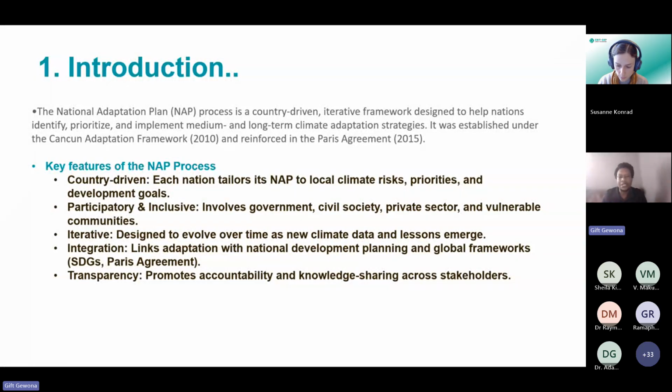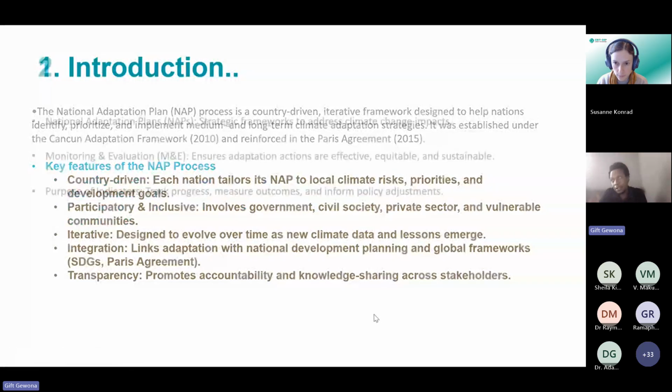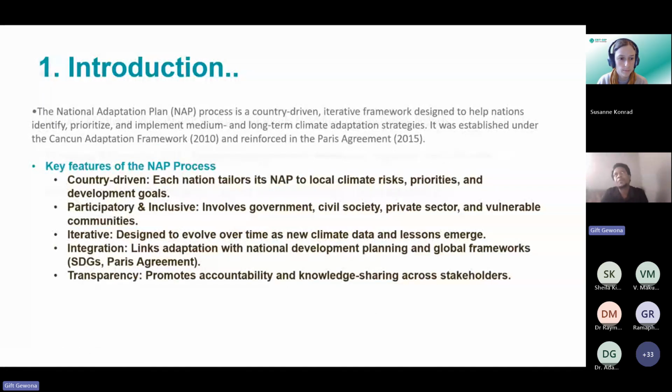It also needs to integrate with the existing national plans and global frameworks, the SDGs, the Paris Agreement, and now the global goal on adaptation, whose indicators were discussed at the just concluded COP in Belém. And it's a very transparent process, which needs to promote accountability and knowledge sharing across all the stakeholders.